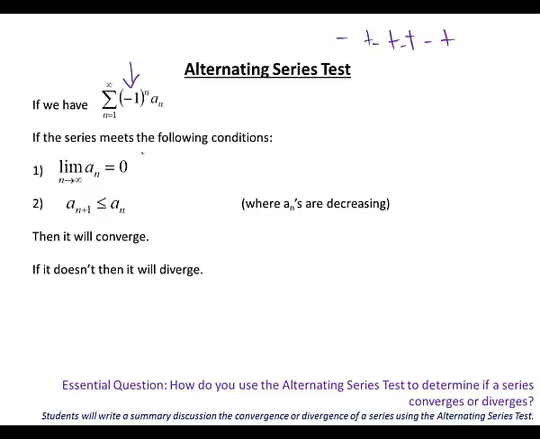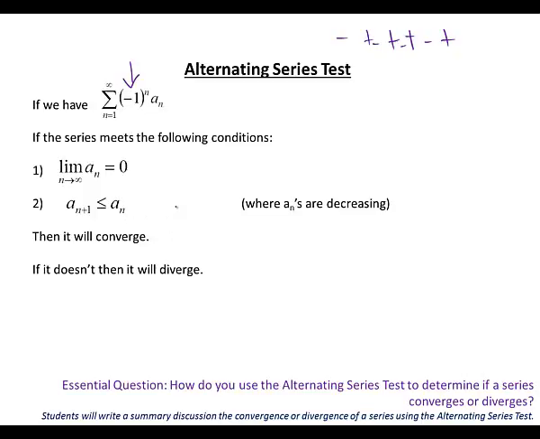So it has to meet two conditions, all right? The limit as n approaches infinity has to be 0. If it doesn't meet that, then I believe it diverges, actually. Yeah, it says it diverges. And then the terms have to be decreasing. So as long as the terms are decreasing, then it will converge.